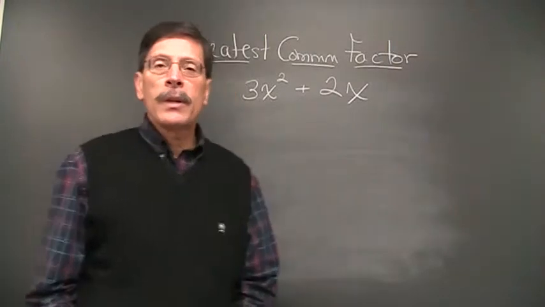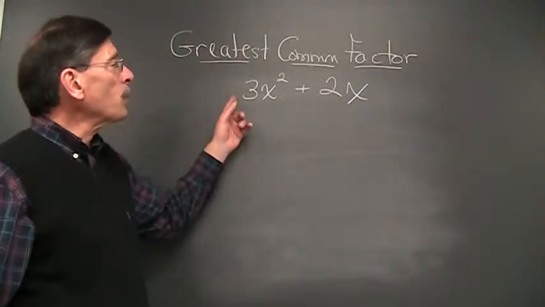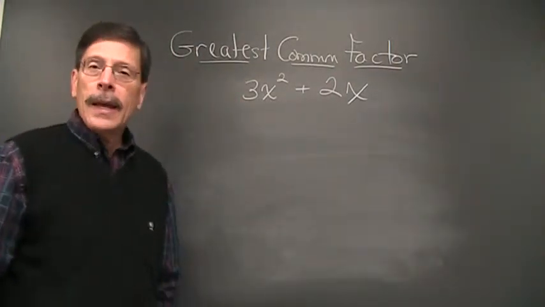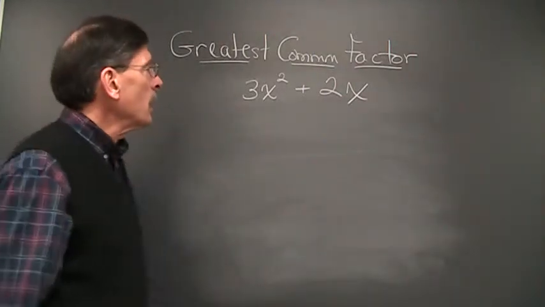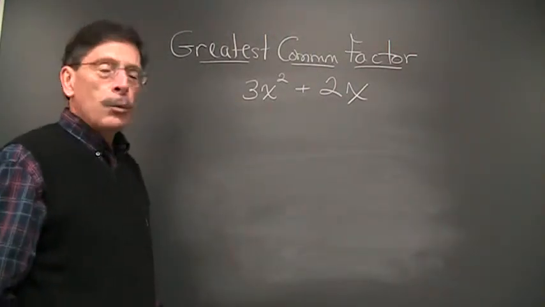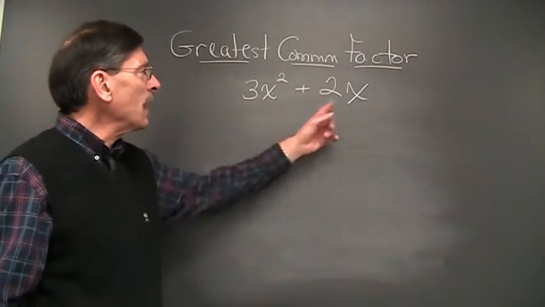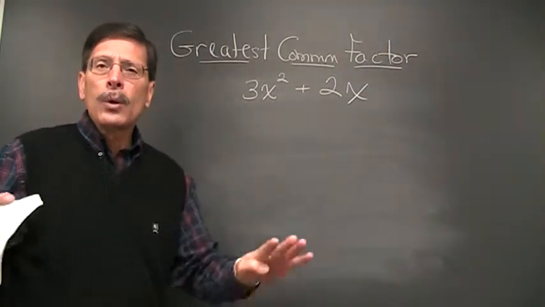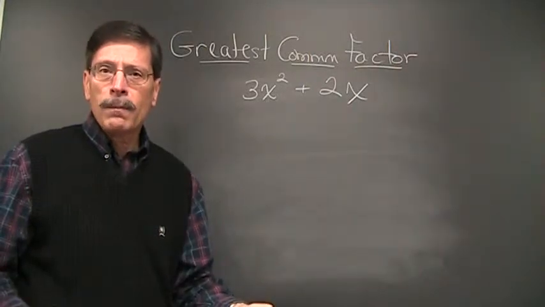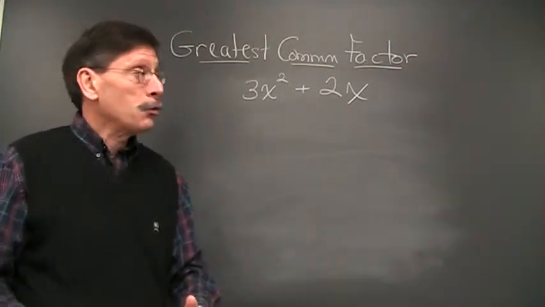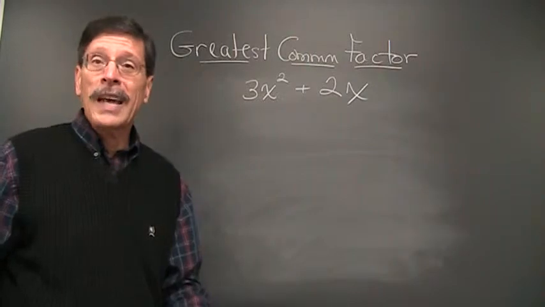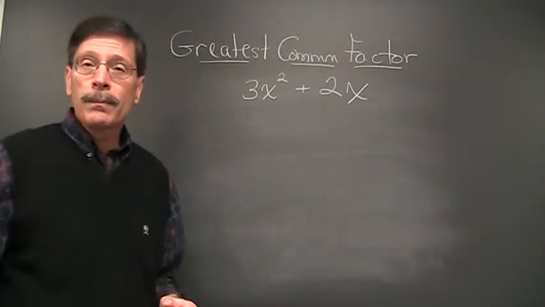Now suppose we're given this expression here, 3x squared plus 2x, and I want to factor it. What I want to do, as we mentioned before, is to find a greatest common factor, something in common between the two, that's multiplied times a set of parentheses. Remember, factoring is reinserting parentheses and multiplication into an expression.